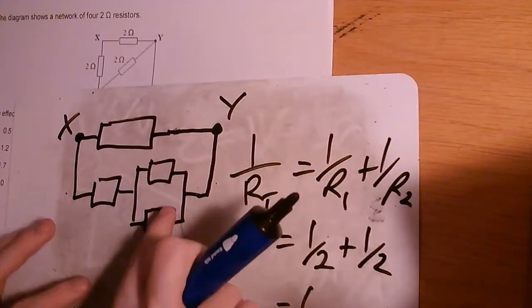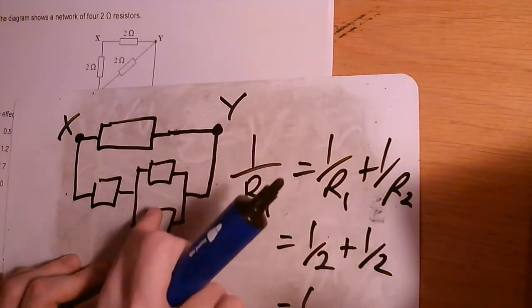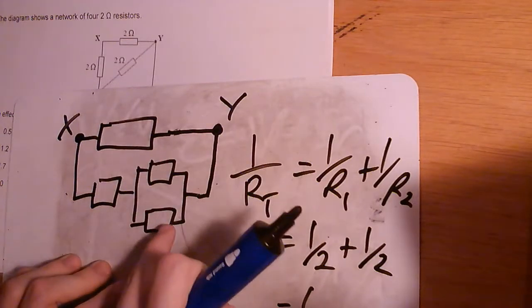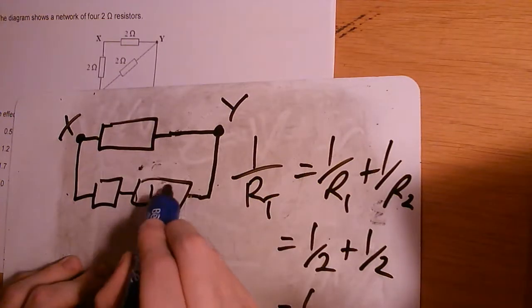So instead of having this one here, which is 2 ohm and a 2 ohm, we now know that's basically just a 1 ohm resistor, don't we? So that's 2 ohms, that's 2 ohms, worst handwriting.